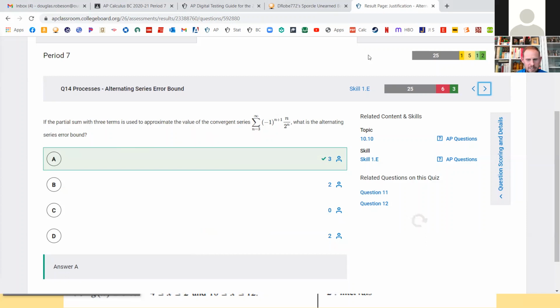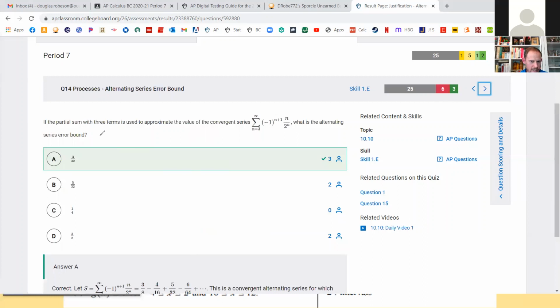If the partial sum of 3 terms is used to approximate the value of the convergent series, what is the alternating series error bound? Which is going to be the 4th term. So if we did 3 terms, the error bound is the absolute value of a sub 4, the 4th term. But the series starts at 3, so that means we'd have 3, 4, and 5 as our 3 terms. The error bound would be the 6th term. So we're going to plug in 6, so it's going to be a sub 6 and the absolute value of that.